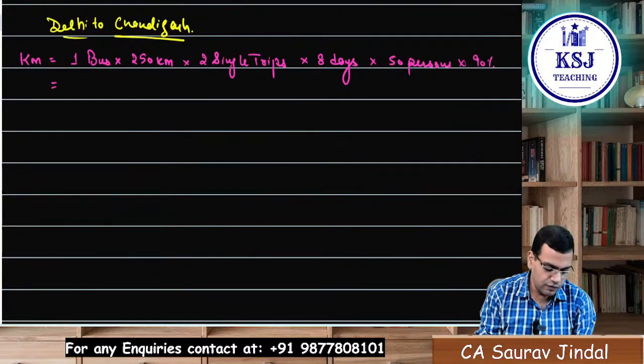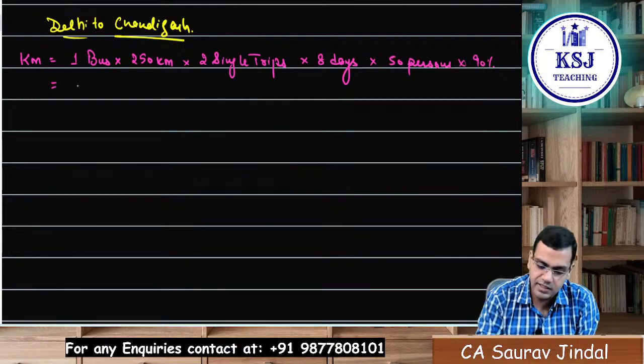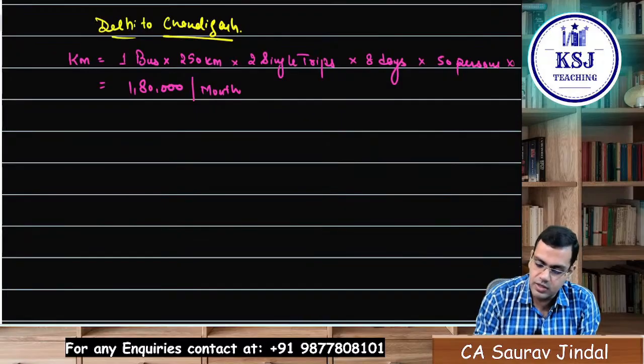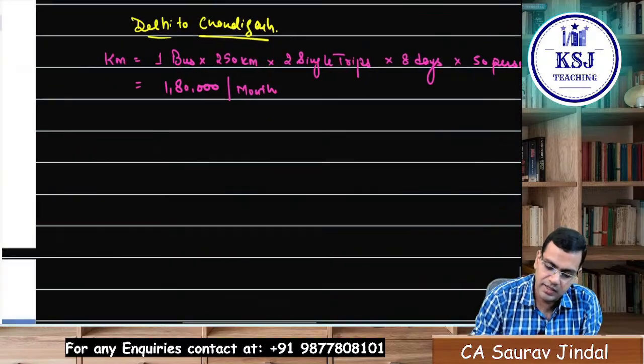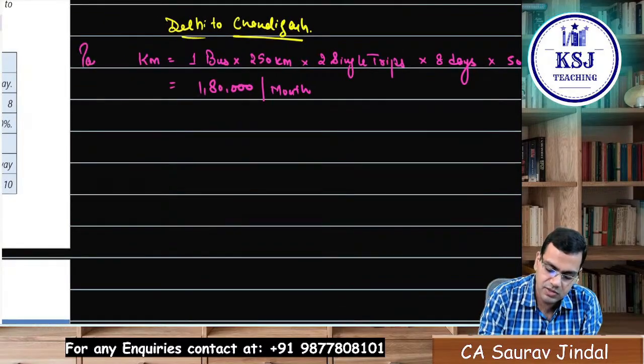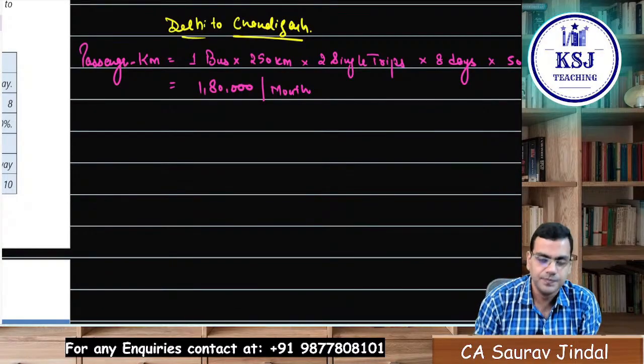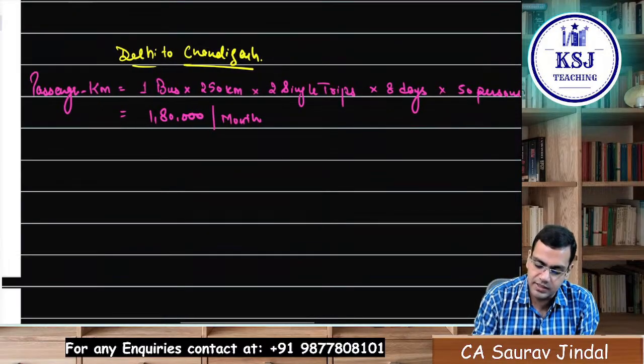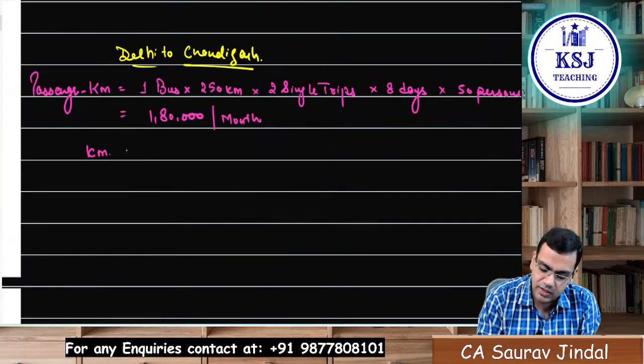That is 250 multiplied by 2 multiplied by 8 multiplied by 50 and 90% of that. That is 1,80,000 kilometers per month. Okay, this is passenger kilometers I have calculated now. I have taken the passengers also. So this is the passenger kilometer that we have calculated.